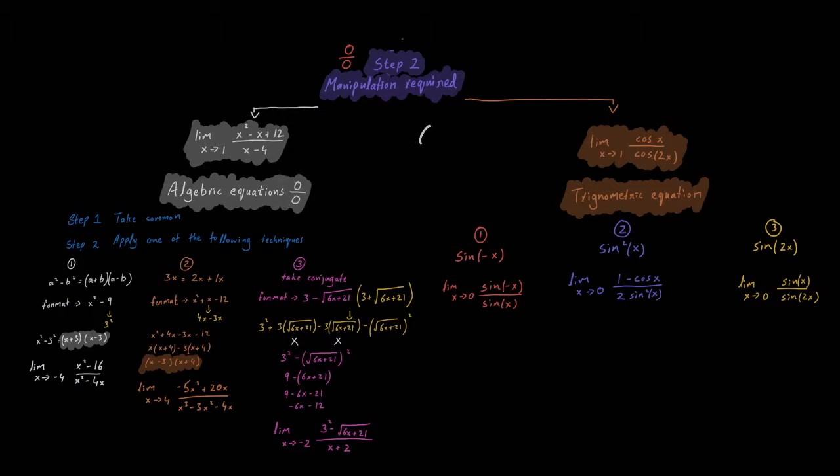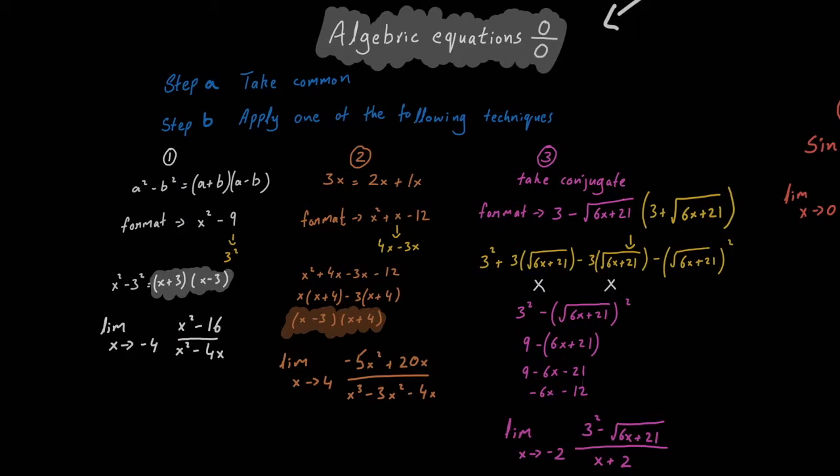There are a total number of 6 manipulation techniques that are in the syllabus of Calculus 1. 3 are for algebraic equations and the other 3 are for trigonometric equations. Let's look at the ones for algebraic equations in detail. There are 2 steps towards solving any problem. The first step is that we try taking something common, and the second step is to apply one of the following manipulation techniques.